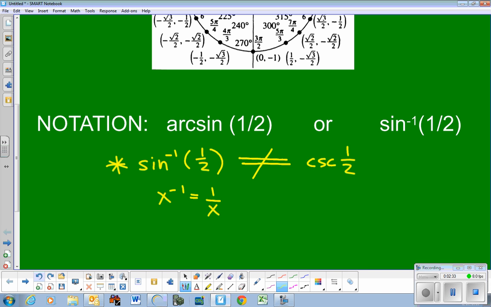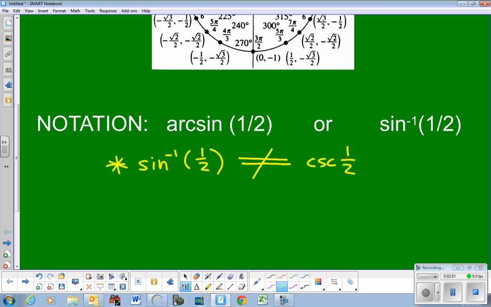So that is why, because that -1 you've been taught means move it to the bottom, the common misconception is, well, I must be able to move sine to the bottom, which is 1 over sine is cosecant. This is not the case. Sine inverse means do the sine process backwards. You tell me the angle whose sine is equal to 1/2. Okay, so arc sine, sine inverse mean the same thing.